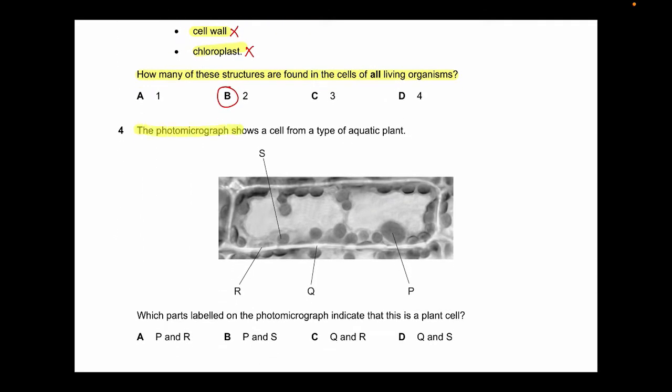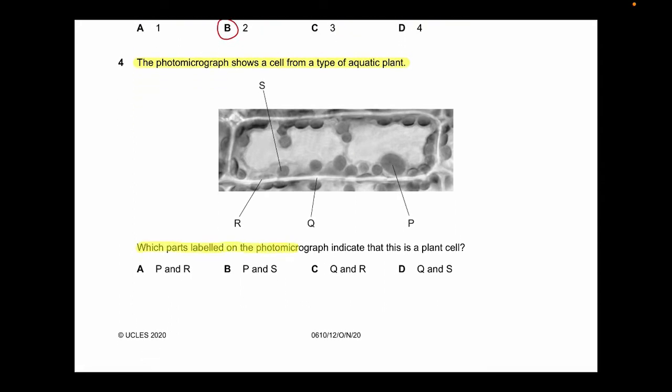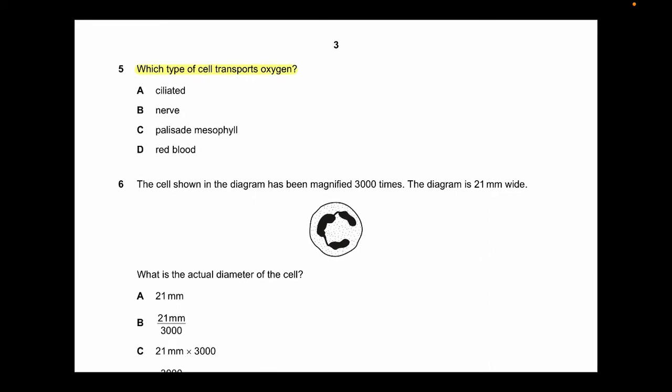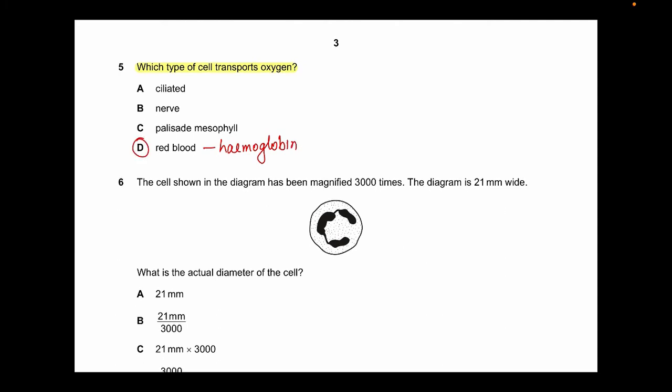The photomicrograph shows a cell from a type of aquatic plant. Which parts labeled on the photomicrograph indicate that this is a plant cell? We can see S is chloroplast and Q is cell wall. So Q and S indicate that this is a plant cell. Which type of cell transports oxygen? We know red blood cells are specialized cells to transport oxygen because they contain hemoglobin. So option D is correct.